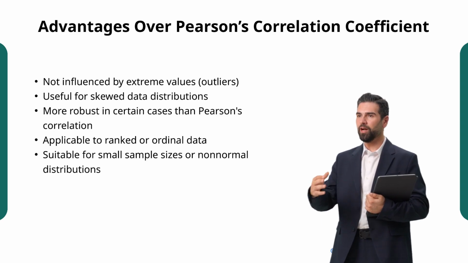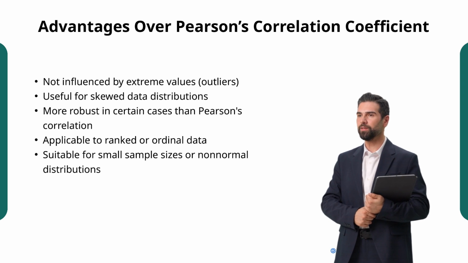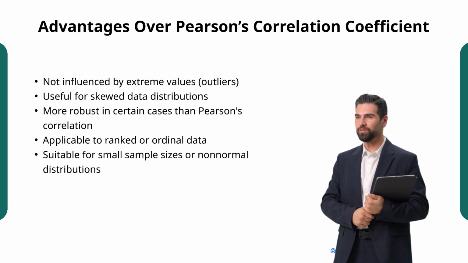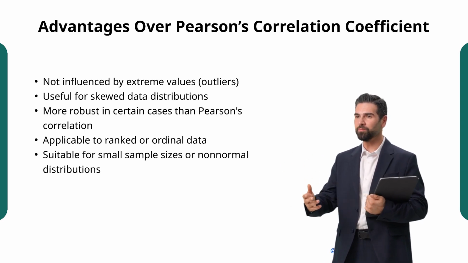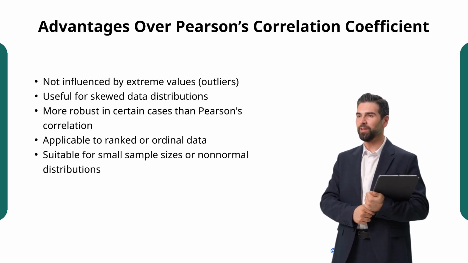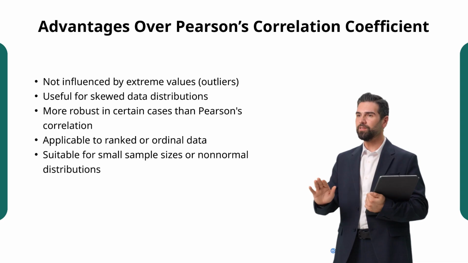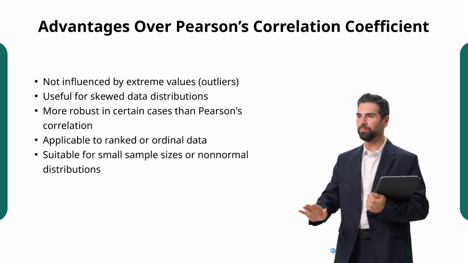Think about a scenario where one student scores exceptionally low in a set of grades. This outlier might skew the results if you were using Pearson's correlation. In contrast, Spearman remains unaffected because it focuses on rankings, allowing you to see the true pattern of relationships without the noise that outliers can create.